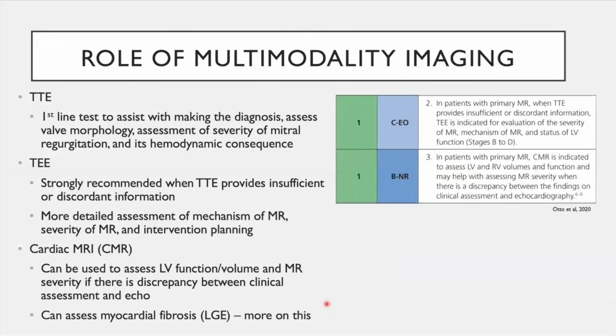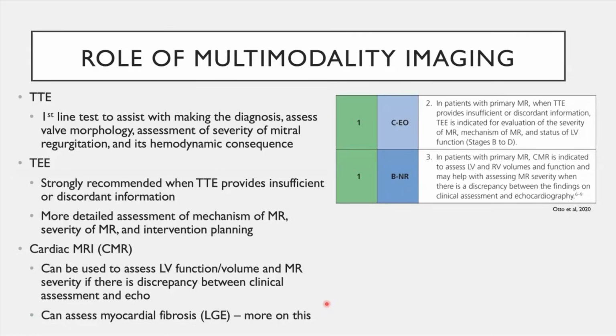It is important to know that there is a role for multimodality imaging when it comes to mitral valve prolapse. A transthoracic study is our first-line test. It's readily available, easy, and more accessible, and assists with making the diagnosis, assessing the valve morphology, and assessing the severity of mitral regurgitation and its hemodynamic consequence, specifically left ventricular dilatation and left ventricular systolic dysfunction. However, transesophageal echocardiography is very helpful, and is strongly recommended when TTE provides insufficient or discordant information. It gives a more detailed assessment of the mechanism of mitral regurgitation, its severity, and can be helpful for intervention planning.